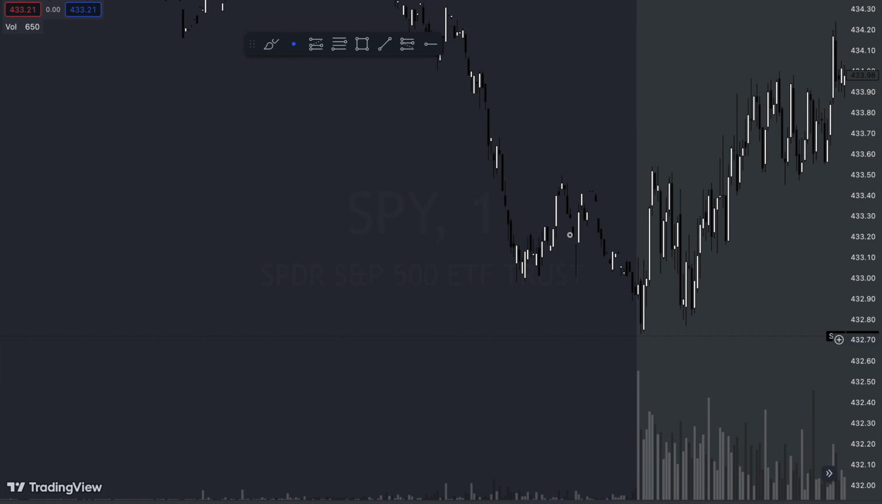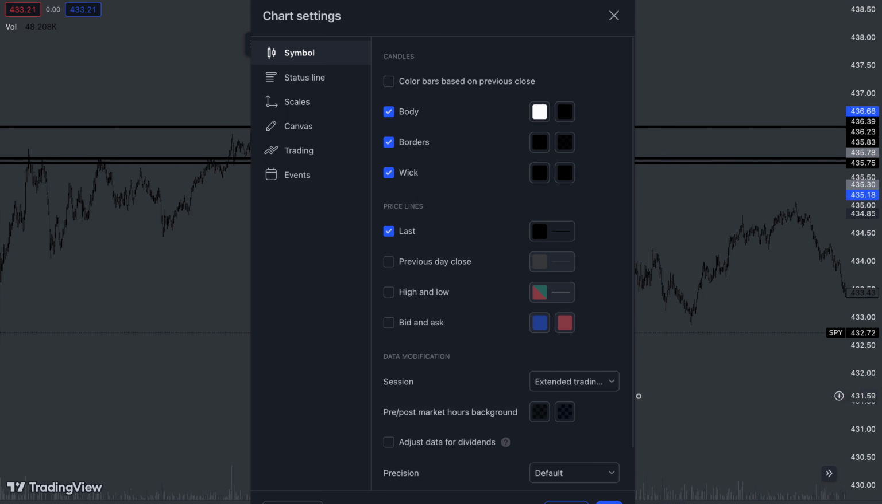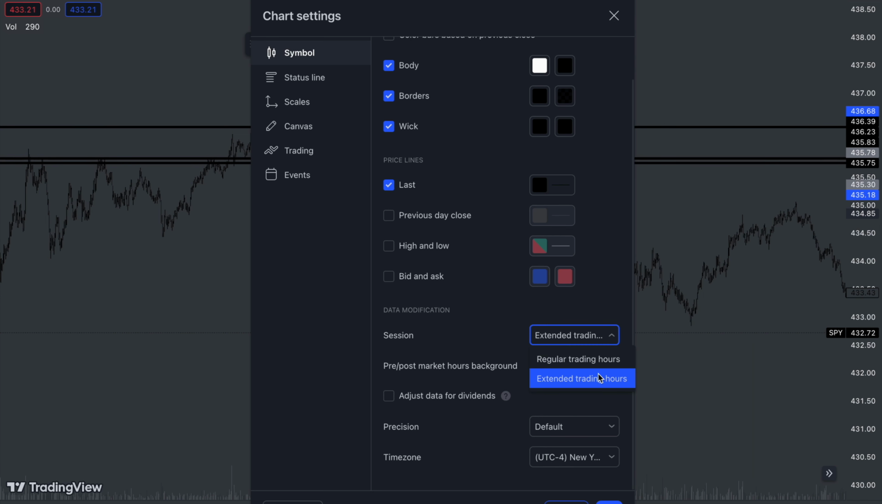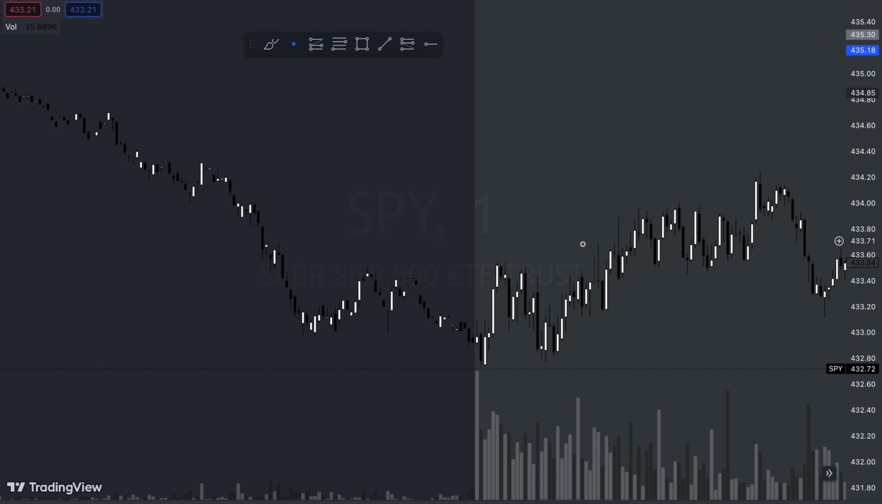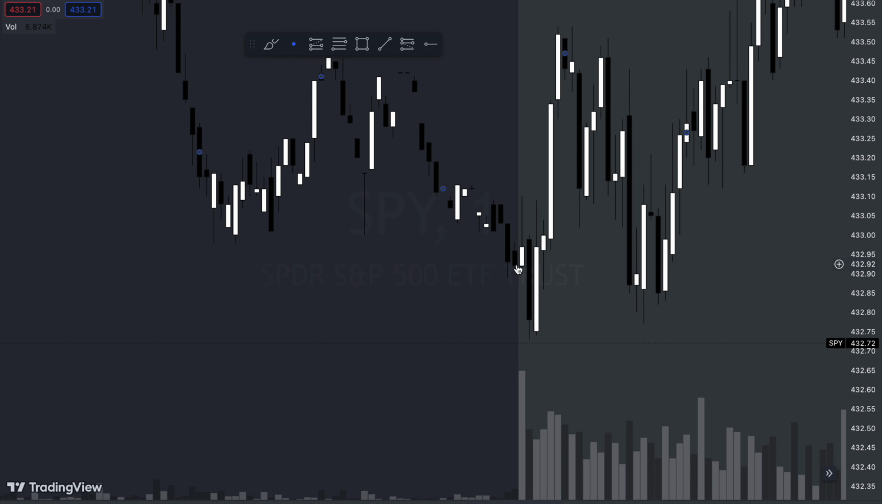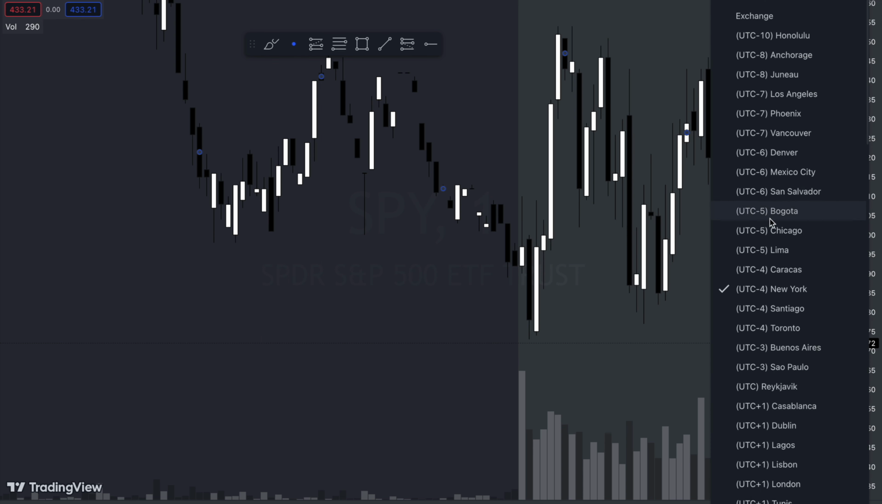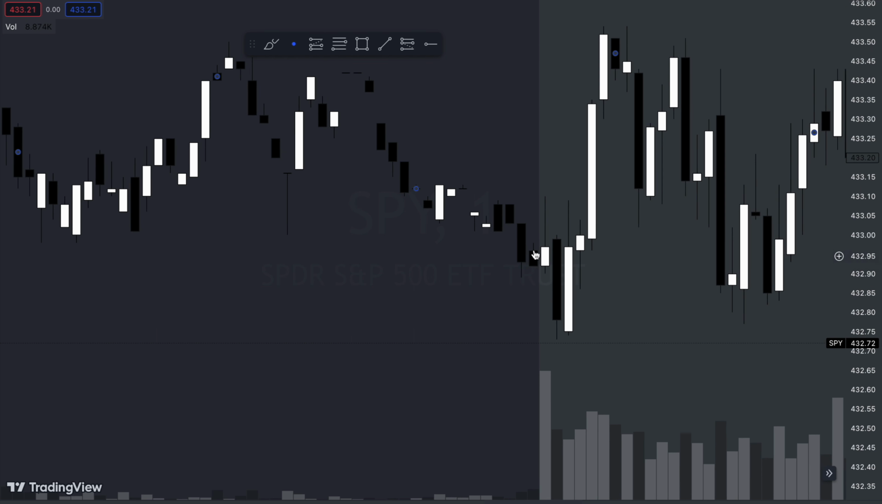So basically, this black area is pre-market. I turned it on in my settings. Just go to settings, scroll down, session, extended hours trading, and then you're going to want to go to the pre-market right before open. So this right here is market open, and all this right here is pre-market. So 8:30 right here. Oh, I'm still on New York time. Let's go Chicago.